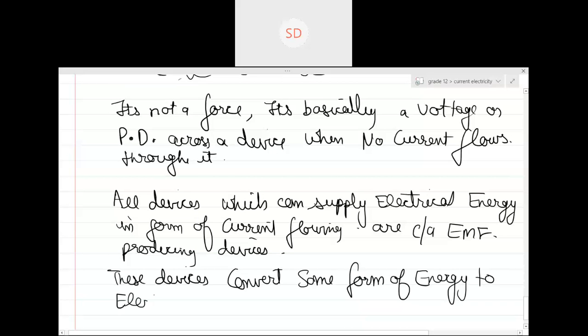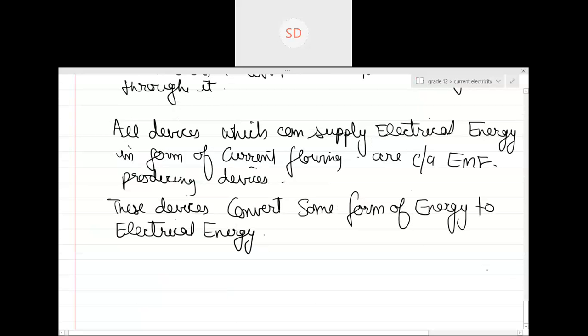So always remember, in any EMF producing device there will always be some kind of energy which will be converted to electrical energy. By electrical energy I mean a potential difference across its ends. Whenever I connect it across a circuit, a current will start flowing.